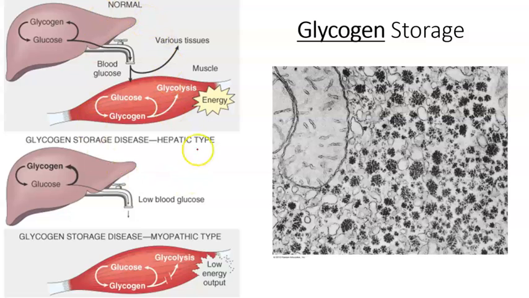If we have storage issues, there are certain types of glycogen storage diseases. People can have really low liver levels that can cause some problems and cause low energy output as well. So glycogen stores are really important for quick energy and for our body's ability to maintain our energy levels.